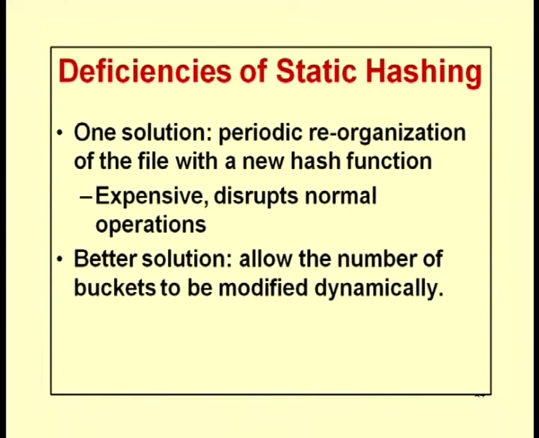How to handle hashing, the size of buckets and the number of buckets when the database keeps changing, when it either grows or shrinks? One solution is to do a periodic reorganization of the file with a new hash function. This is very expensive and disrupts normal operations. A better solution is to allow the number of buckets to be modified dynamically. So, on the fly you keep modifying how many buckets you have. Let us go to the next topic, which is called dynamic hashing.